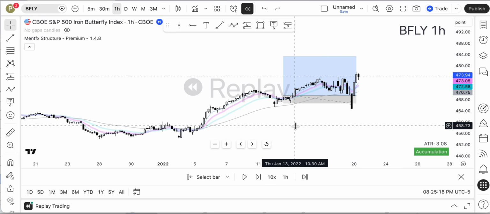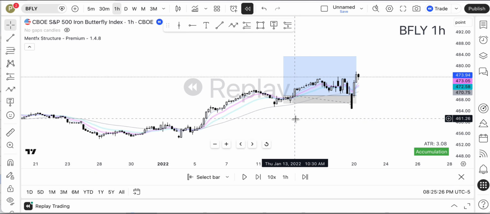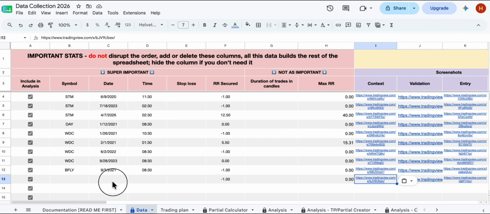I'm sure there will be times where I accidentally enter, so it's good that I am making some mistakes now, because that'll factor into my data. It'll factor into my 100 trades that some mistakes will be taken. 10:30, January 13th, 2022.